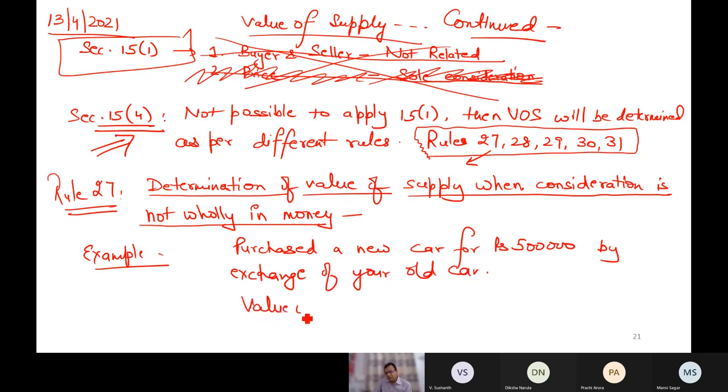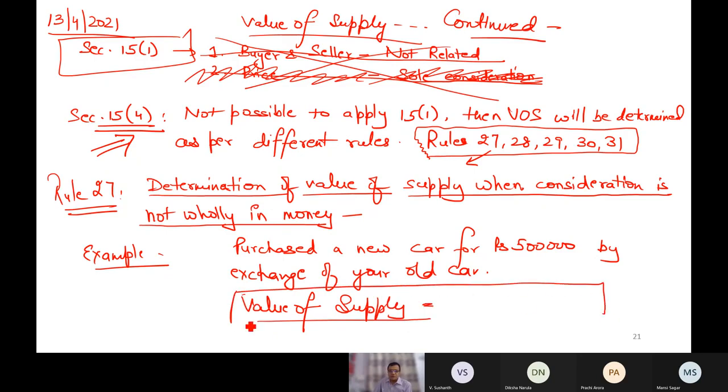Can you tell me the value of supply in this case? On what value will GST be given to the government? I have given 5 lakh at a car showroom, and I have given my old car also. What I am asking you is, can you tell me in this case the value of supply on which GST is payable? Any answer from your side?